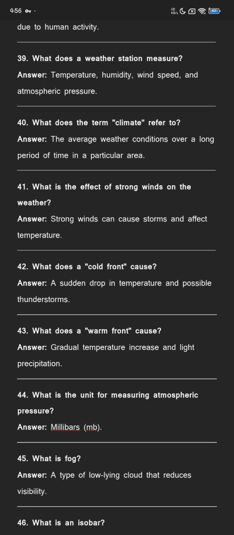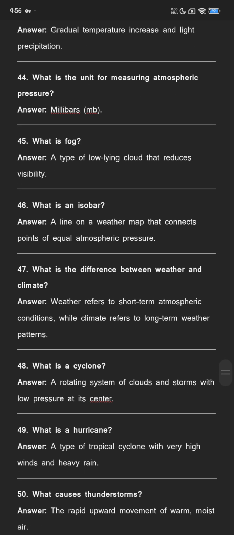What is the effect of strong winds on the weather? Strong winds can cause storms and affect temperature. What does a cold front cause? A sudden drop in temperature and possible thunderstorms. What does a warm front cause? Gradual temperature increase and light precipitation. What is the unit for measuring atmospheric pressure? Millibars.